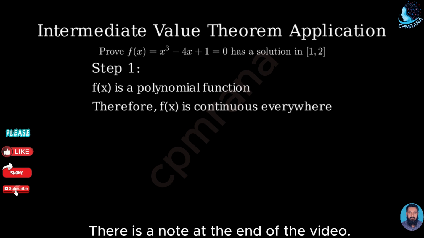Next, let's evaluate f(x) at x = 1. When we substitute x = 1, we get f(1) = 1³ - 4·1 + 1, which equals -2.